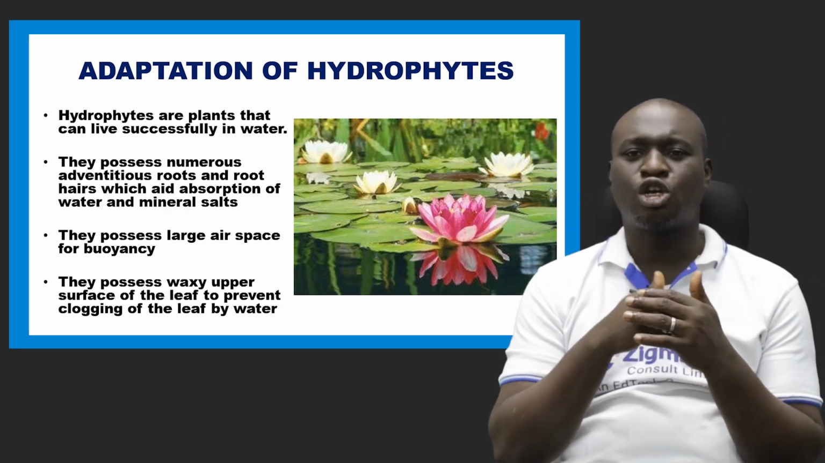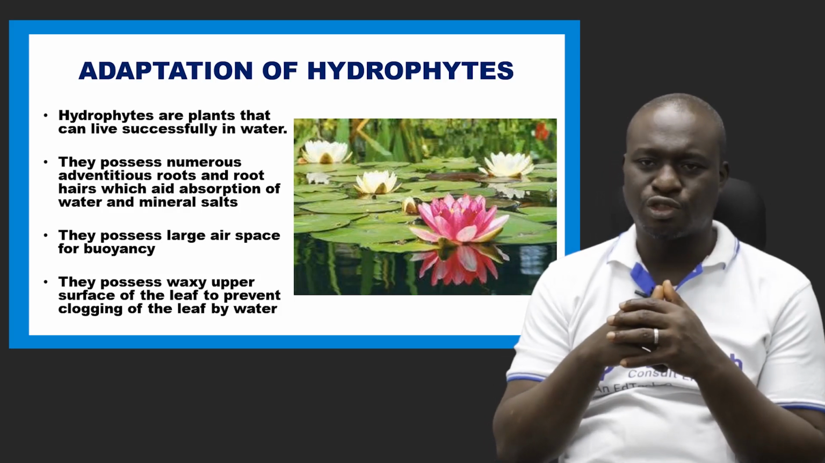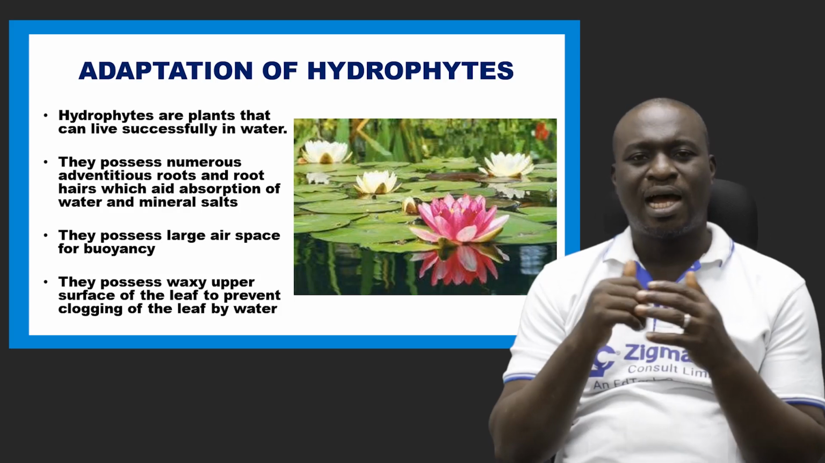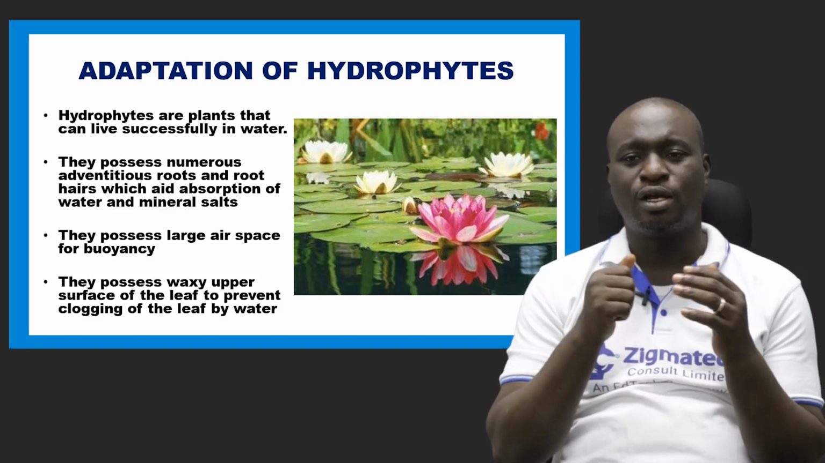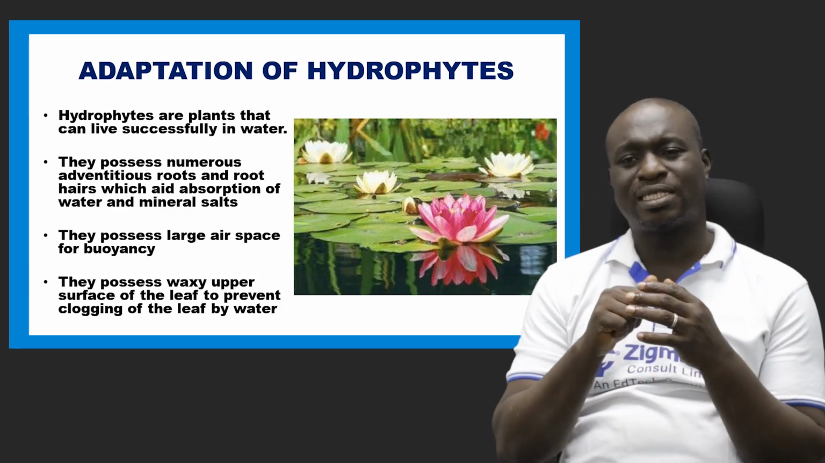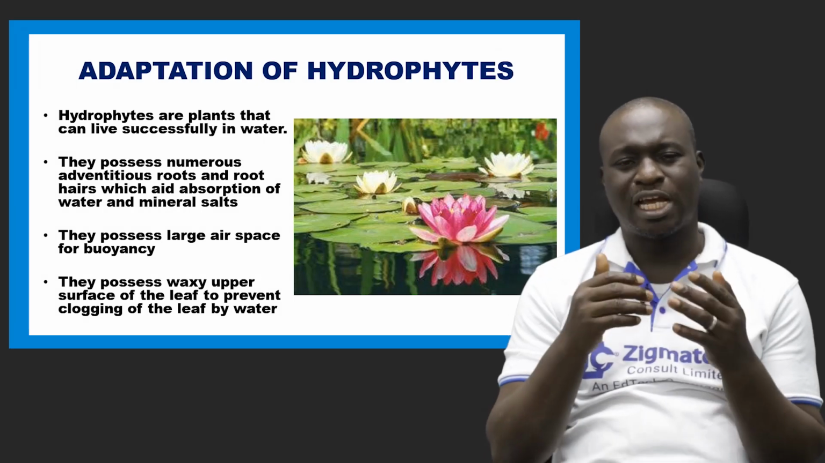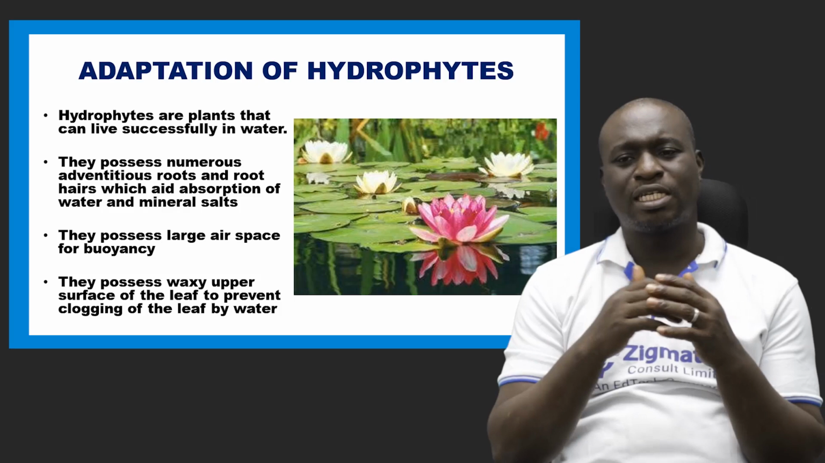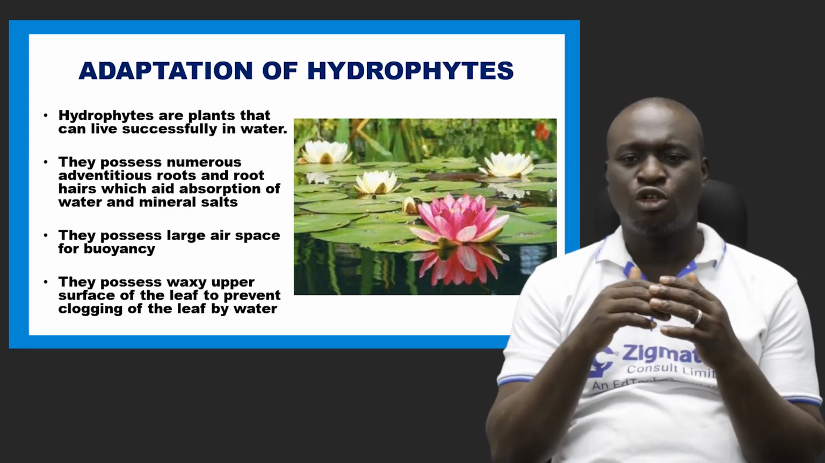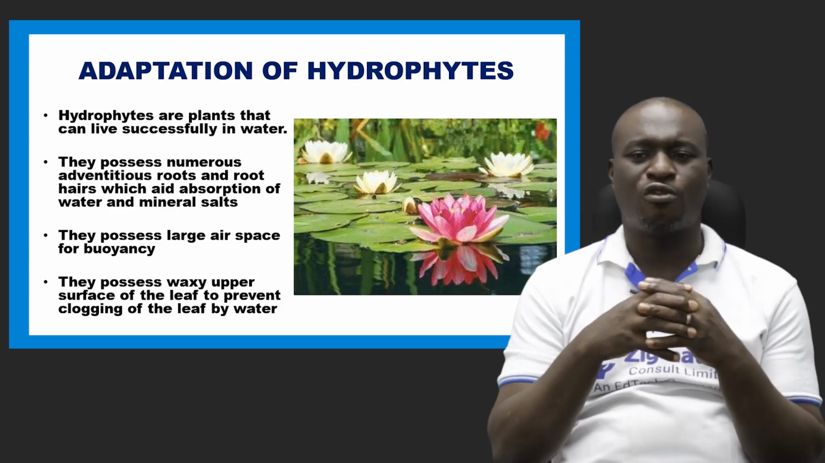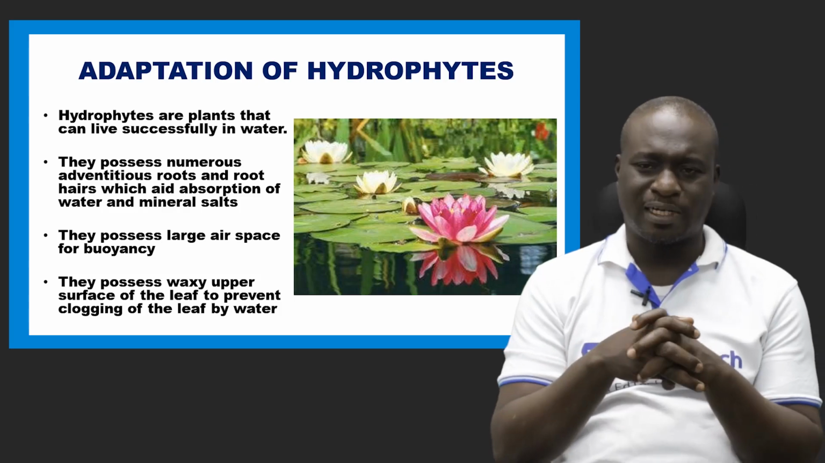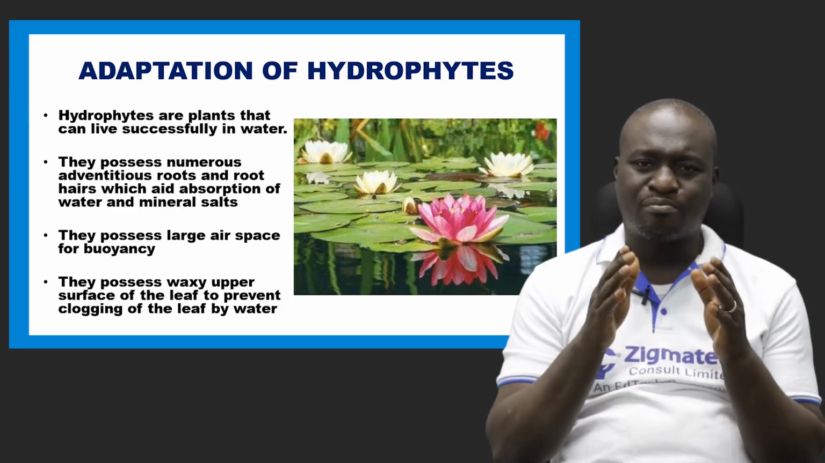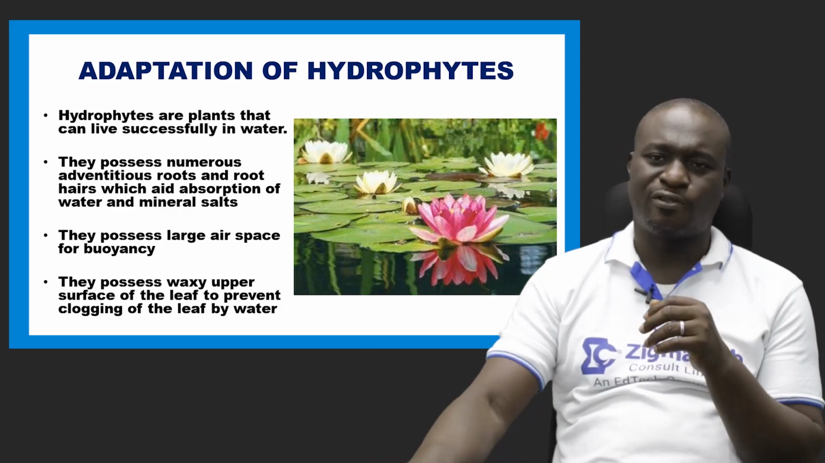One, they possess numerous adventitious roots and root hairs which aid absorption of water as well as mineral salt. Also, they possess large airspace which helps for buoyancy. And also they possess waxy upper surface of the leaf to prevent clogging of the leaf by water. So these are some of the adaptive features that are present in hydrophytes.